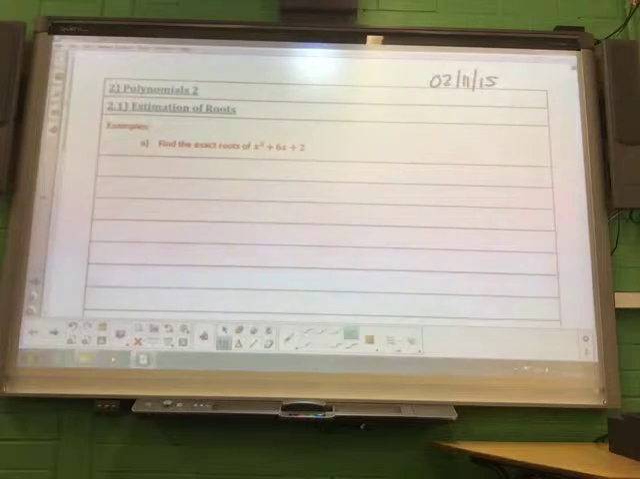Negative 2 is a root. Hey? Negative 2 is a root. Negative 2 is a root? Yeah. What? 4, negative 24 plus 2, no. Not quite. Right, so we've got a quadratic.